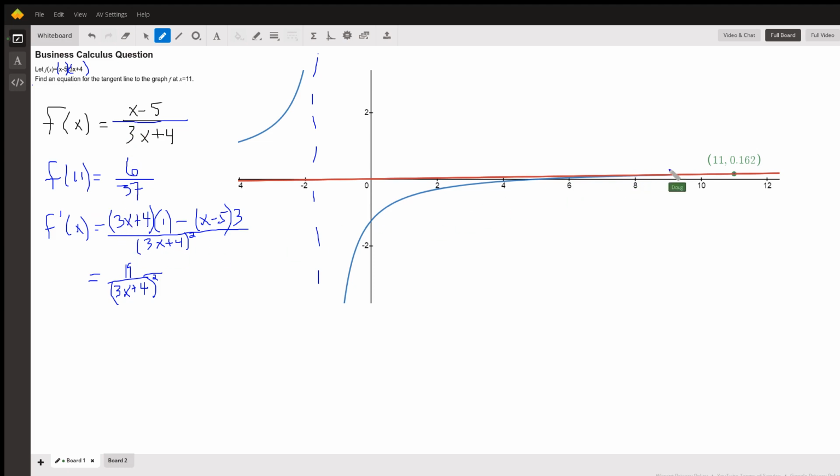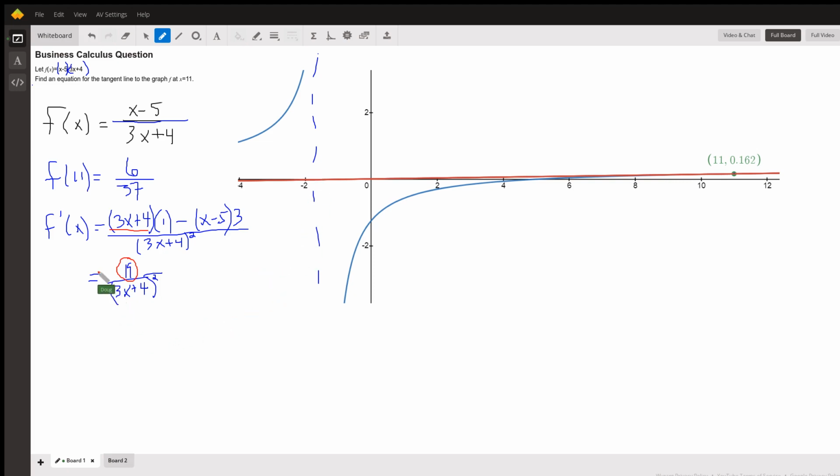And now you also need the slope of that tangent line, which requires you to find the first derivative, which means you're going to have to use the quotient rule. So here's the denominator, 3x plus 4, times the derivative of the numerator, which is a 1, minus the numerator, x minus 5, times the derivative of the denominator, which is a 3, all over the denominator squared, 3x plus 4, the quantity squared. If you simplify that numerator, you get a 19. The 3x's combined is 0. 3x minus 3x combined to 0.